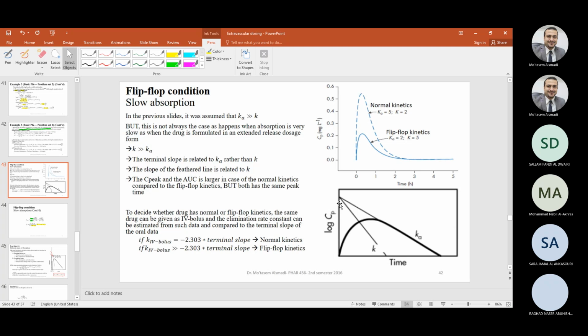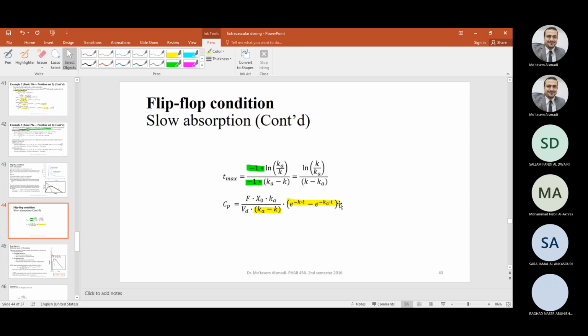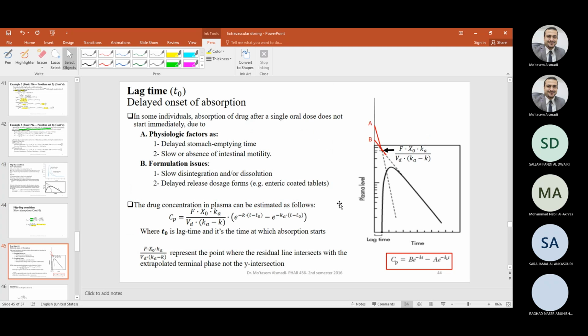So again, you need to have two types of data. You need to have IV data plus the extravascular data. That way you make your decision. If the slope from the IV is the same as the terminal slope from the extravascular, that's normal kinetics. If it's different, then you have flip-flop. You got it? If you don't have IV data, you have no clue whether you have normal kinetics or flip-flop. Okay? Any questions? Let's stop here.